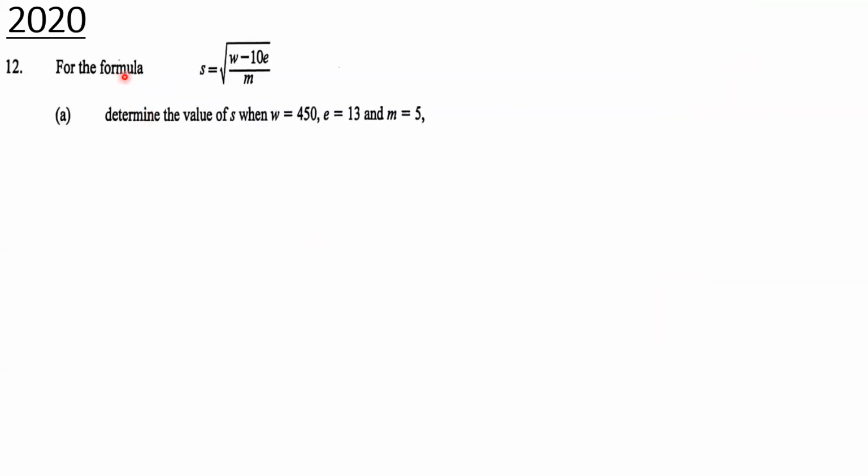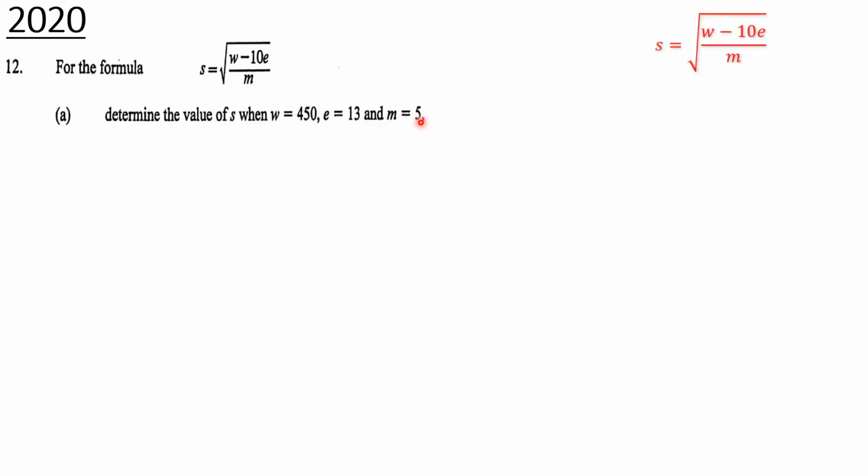It says, for the formula S equals the square root of W minus 10E all over M, determine the value of S when W equals 450, E equals 13, and M equals 5. So this one right here is a substitution problem. Remember, we are doing transposition and substitution. Transposition deals with rearranging the formula or rearranging the equation, and substitution deals with replacing the variable with a number.